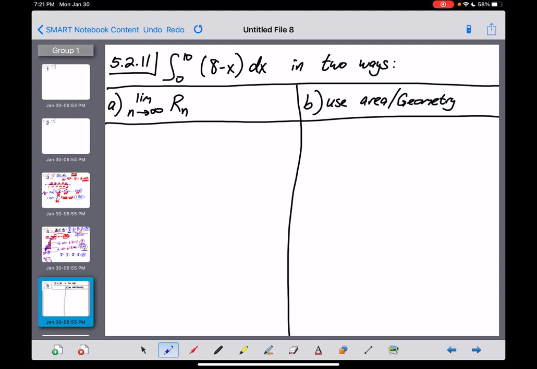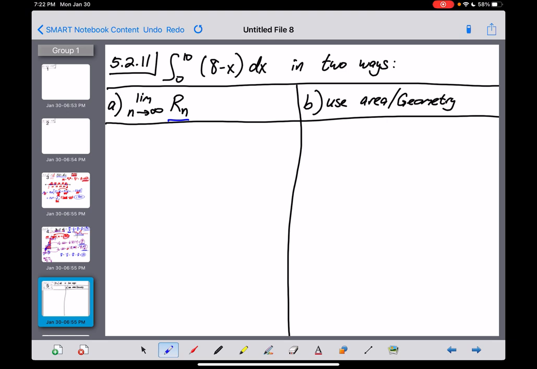Okay, I really like problem number 11 here. It asks you something straightforward. We're supposed to compute the value of the definite integral from 0 to 10 of a linear function, 8 minus x dx with respect to x, in two different ways. One, as a limit as n approaches infinity of R_n. That's interesting. And the second one is the more straightforward way, using area and geometry.